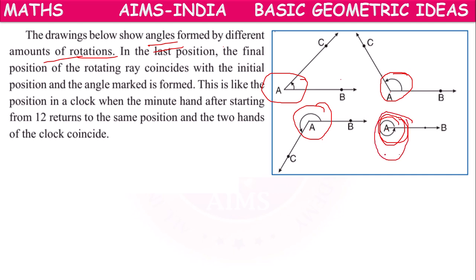Actually, in the last diagram in this figure, the final position coincides with the initial position. Like in a wall clock, starting from here, the hour hand and minute hand, after a complete rotation, again come back to 12, coinciding with the hour hand. This is called a complete rotation or complete angle.